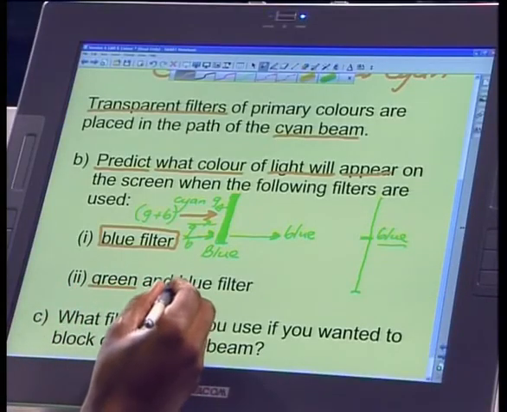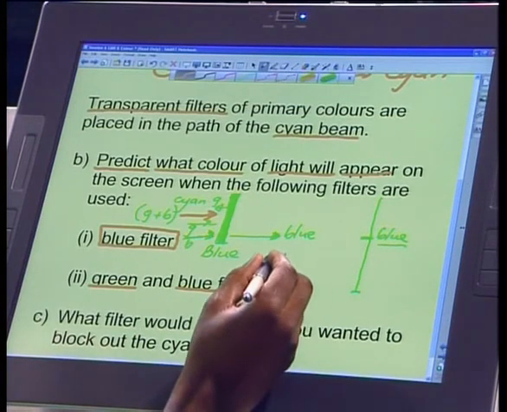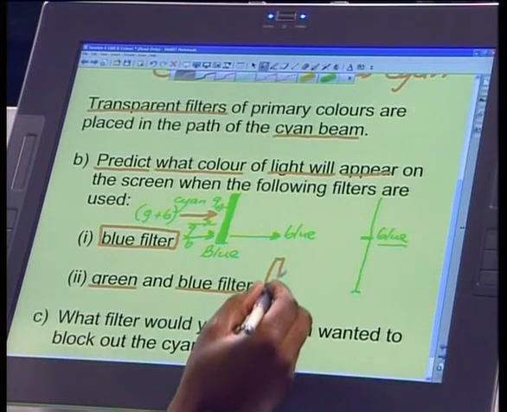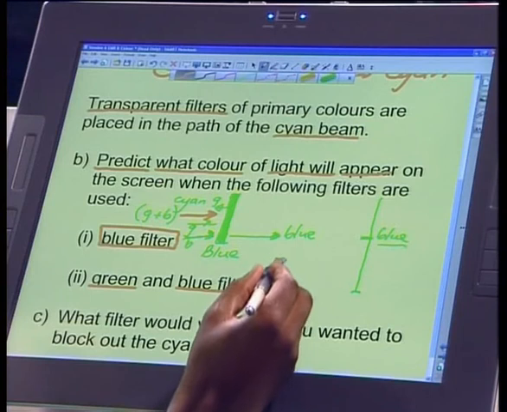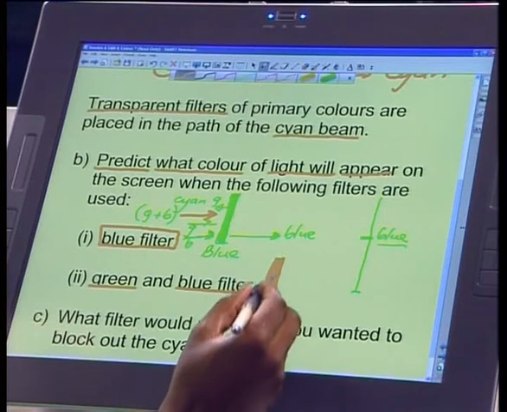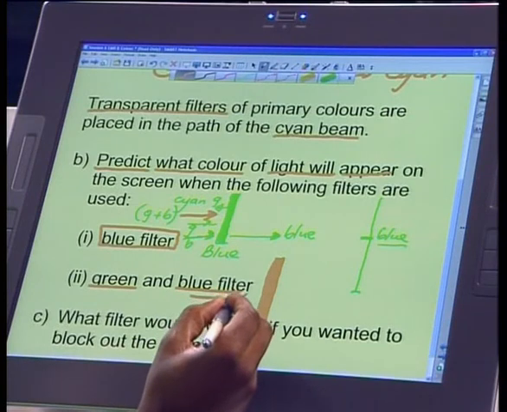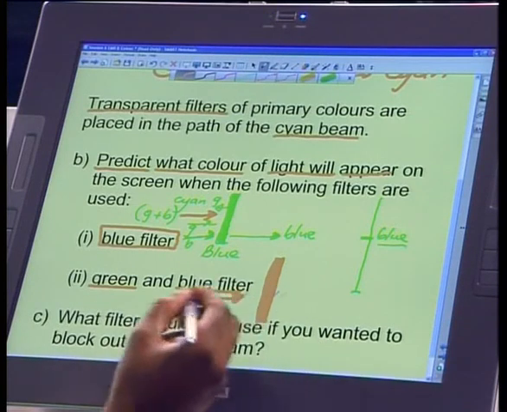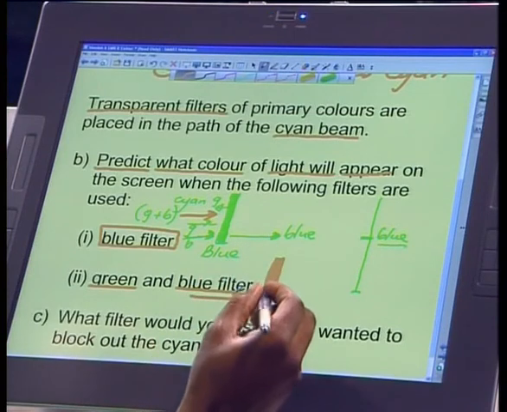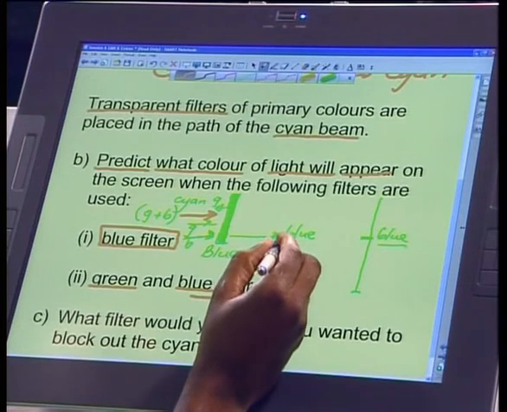Right, now let's look at the second part of this question. This time, we've got a green and blue filter. It's one filter made up of those two colors. So there is the filter. Okay, again, bear with me. I don't have the colors to show that, but see this as being a filter made up of green and blue. And you have your cyan beam of light, ray of light coming in that direction, right? It hits the filter. The filter is made up of green and blue color.